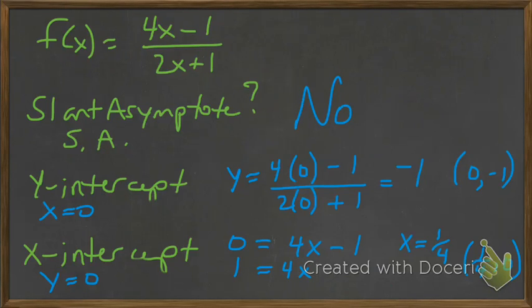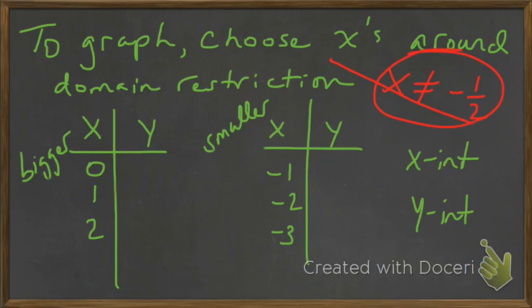So I've got the boundaries, or asymptotes. We have some intercepts. We need to find some more points to sketch this graph. Keep in mind, there still is a domain restriction. You would choose values of x that are bigger than negative 1/2 and smaller than negative 1/2. When you do, well, an x of 0 goes with a y of negative 1.